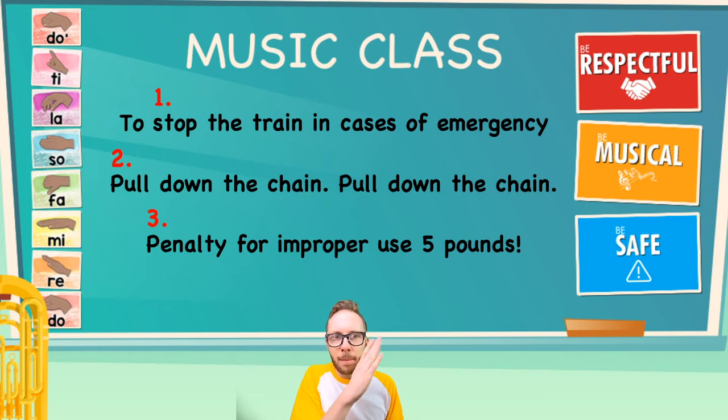I want you to chop your hands where we see these numbers. Above the word stop, I see the number 1. Above the word pull, I see the number 2. And above the word penalty, I see the number 3. And I'm just going to do a little chop on each of those numbers right now so that we can get a feel for where we're supposed to start.